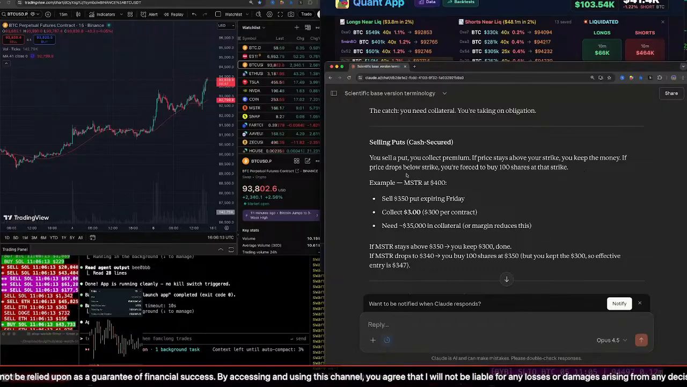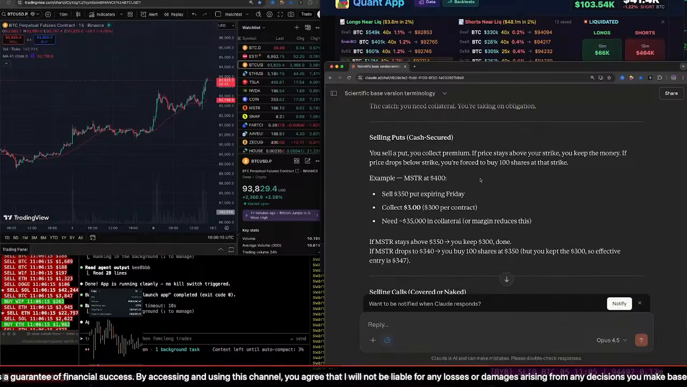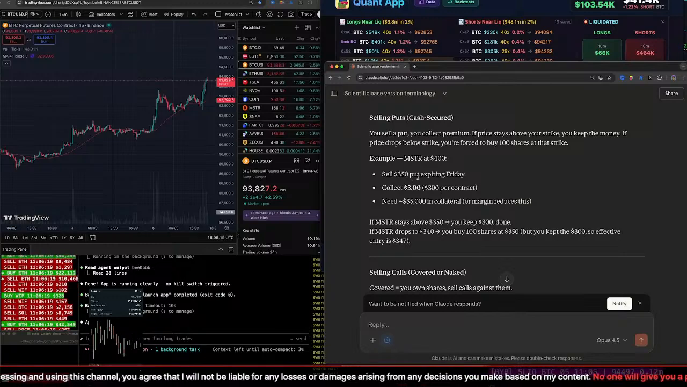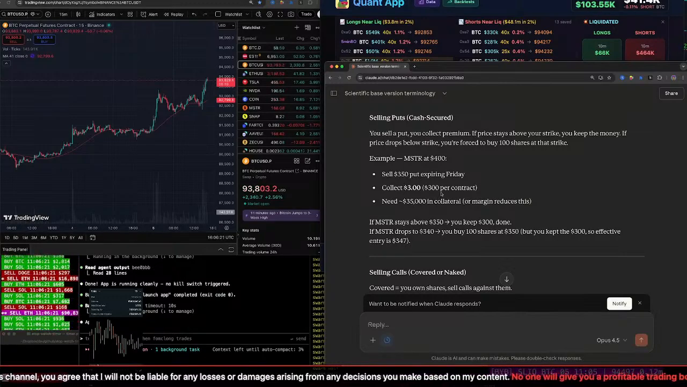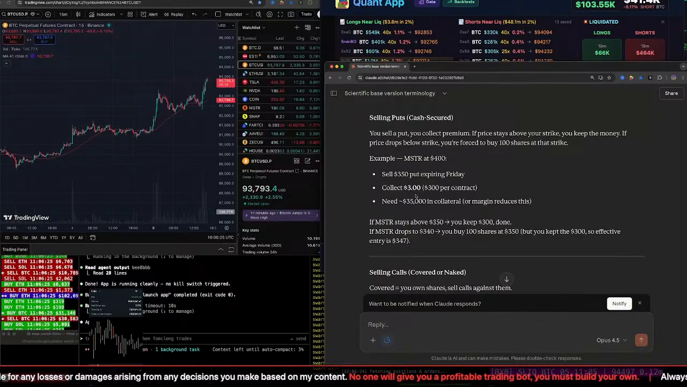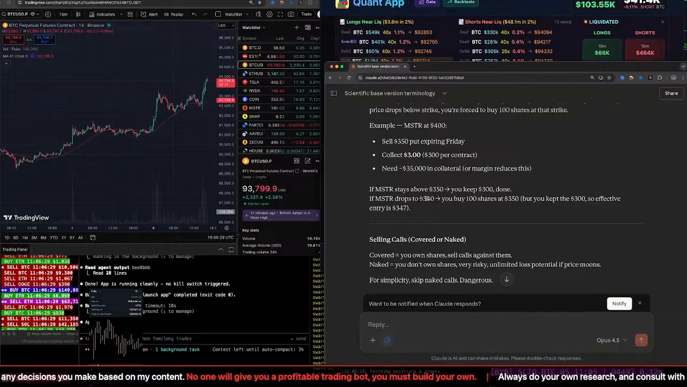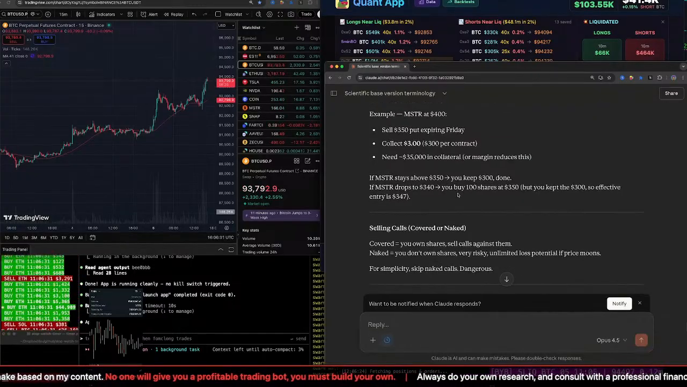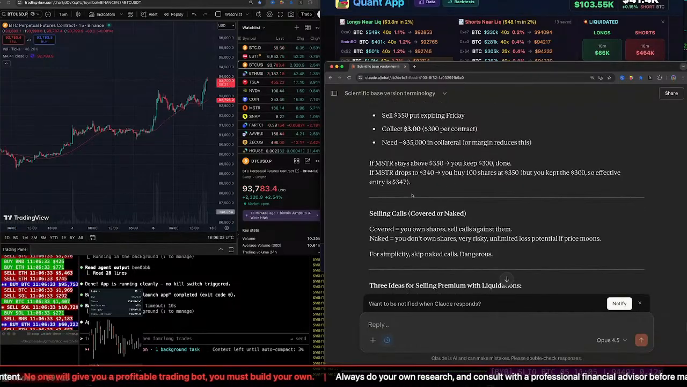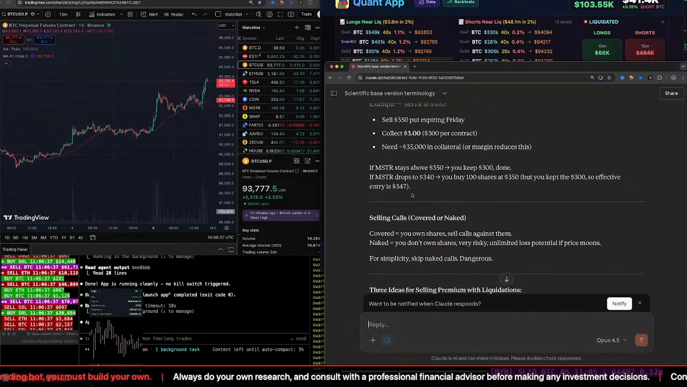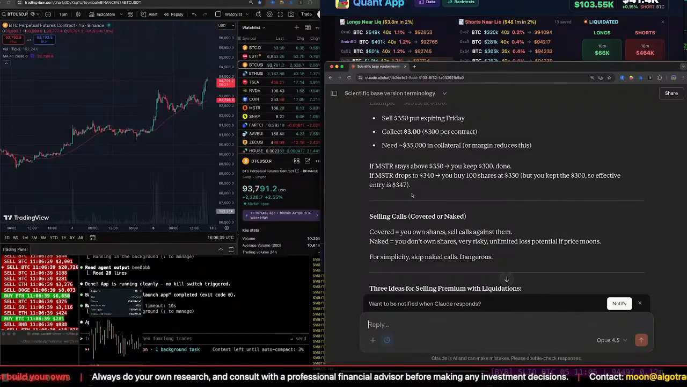If price drops below your strike, you're forced to buy 100 shares at that strike. Damn. So you need 35,000 in collateral to sell the 350 put. Collect $3. If MSTR stays above 350, you keep $300. Done. If MSTR drops below 350, you buy 100 shares at 350.